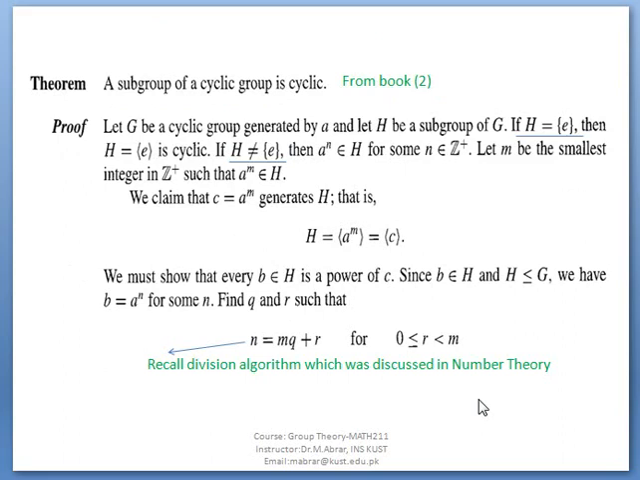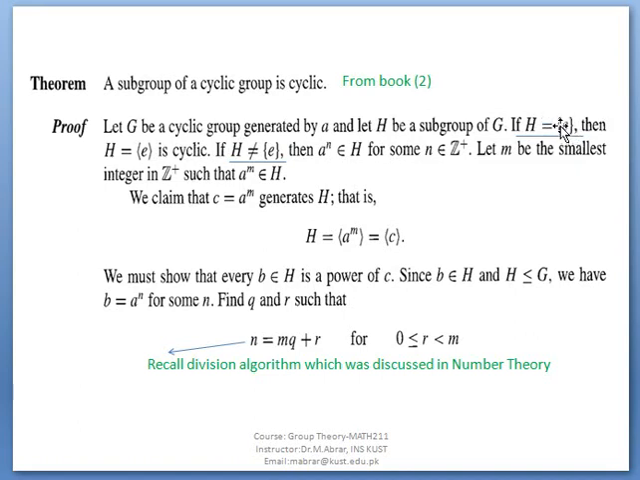Next we have an interesting property: a subgroup of a cyclic group is cyclic. That is, if we consider a cyclic group, then all subgroups of that cyclic group are cyclic. There are two parts in the proof. We consider a cyclic group G generated by, say, a, and we have a subgroup H. We need to show that this H is cyclic. So there are two possibilities.